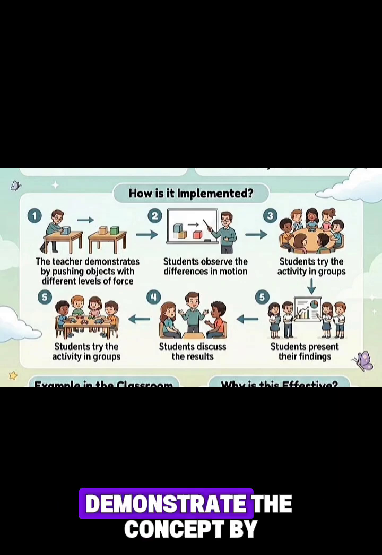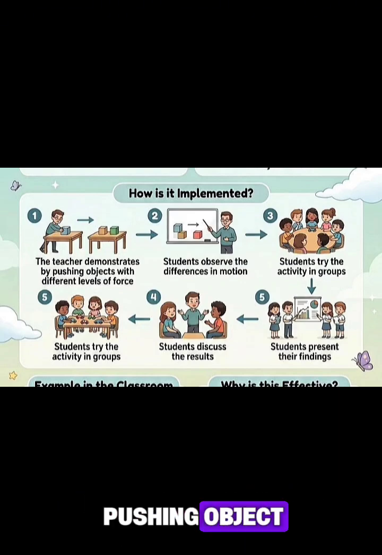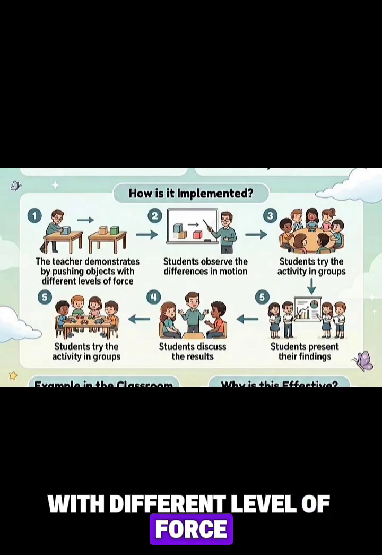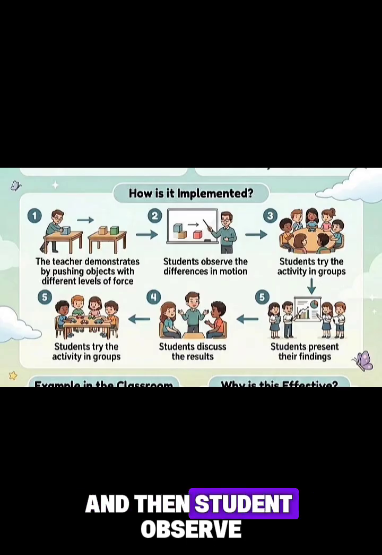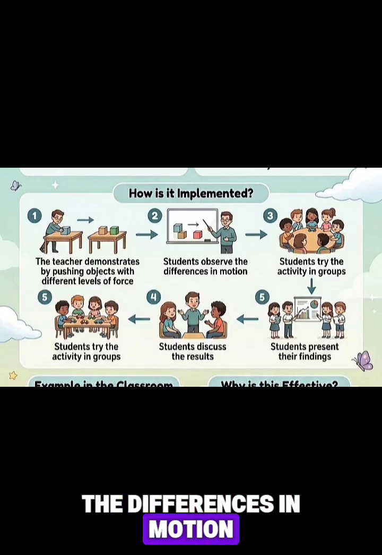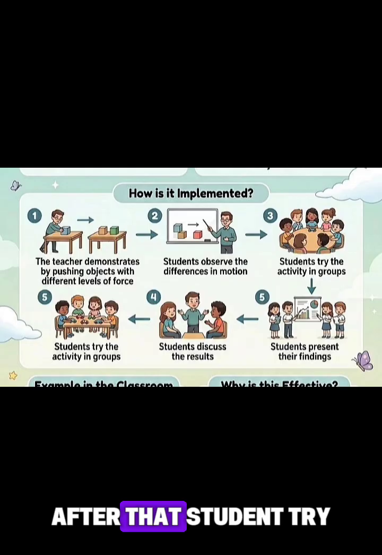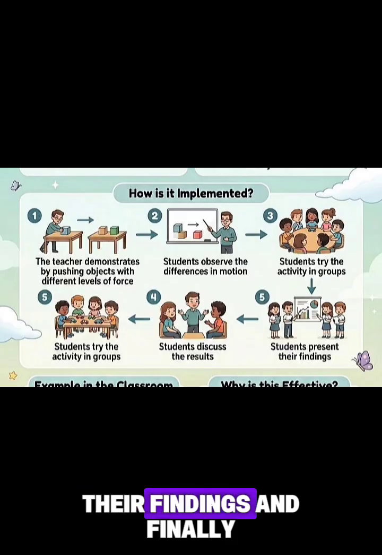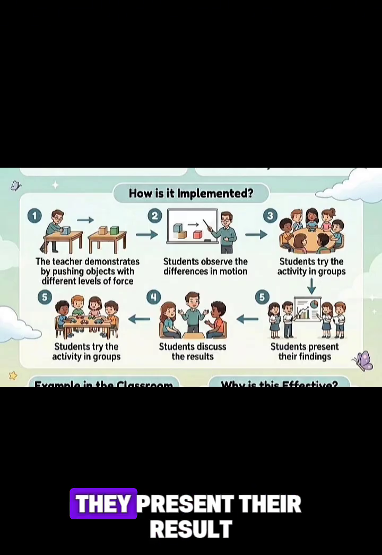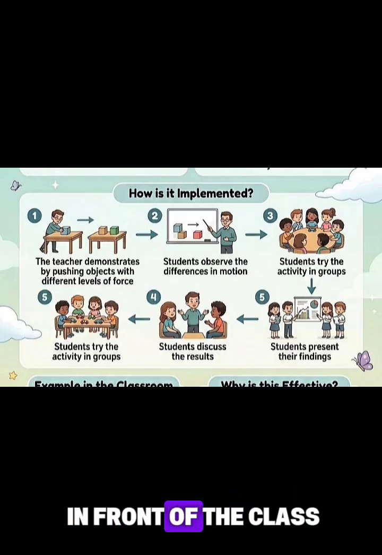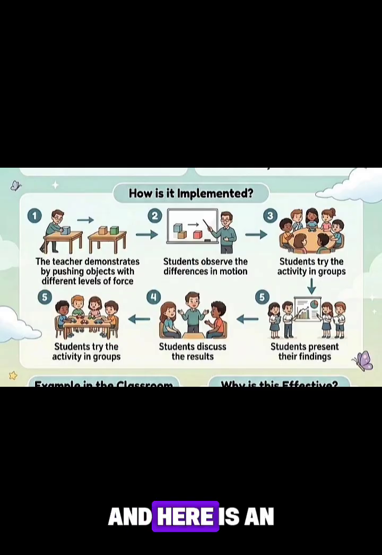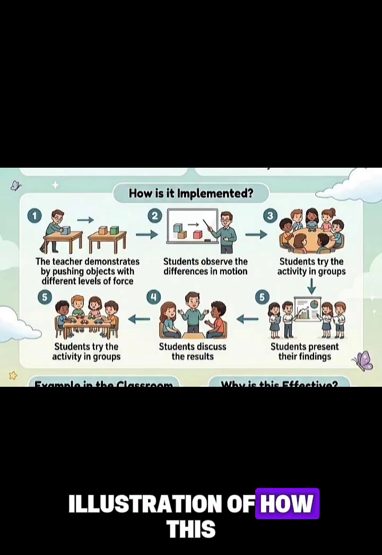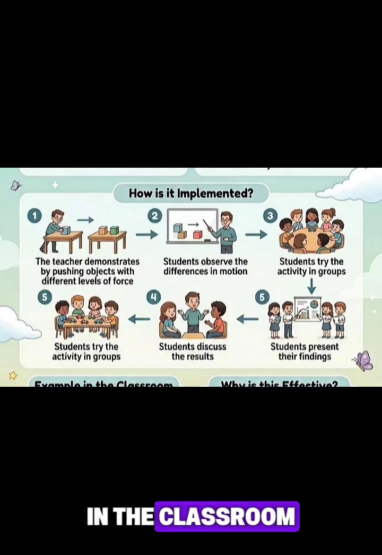First, the teacher demonstrates the concept by pushing objects with different levels of force. And then, students observe the differences in motion. After that, students try the activity in groups, and next they discuss their findings, and finally, they present their results in front of the class. And here is an illustration of how this process happens in the classroom.